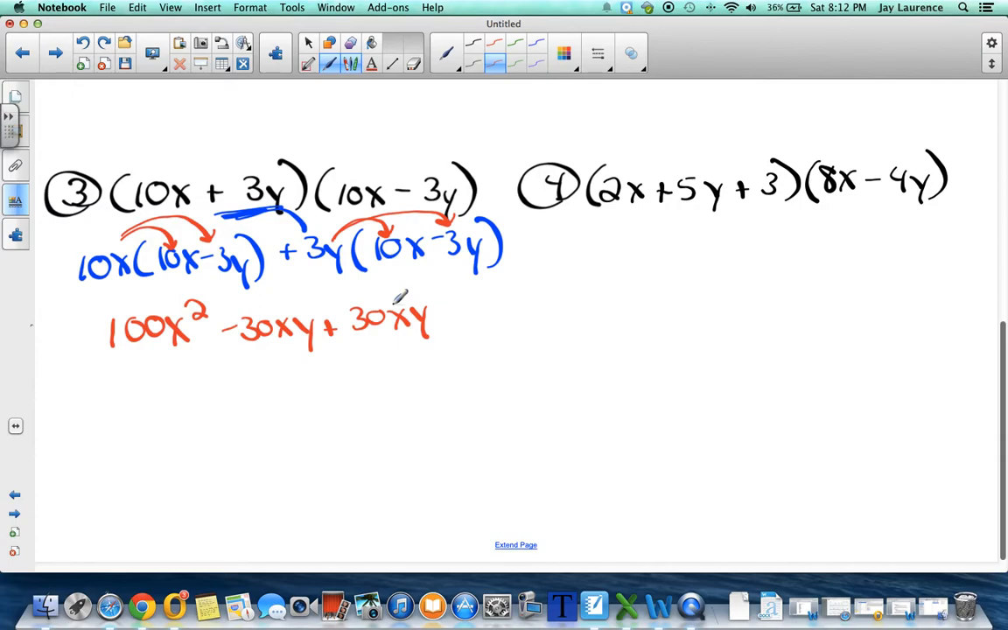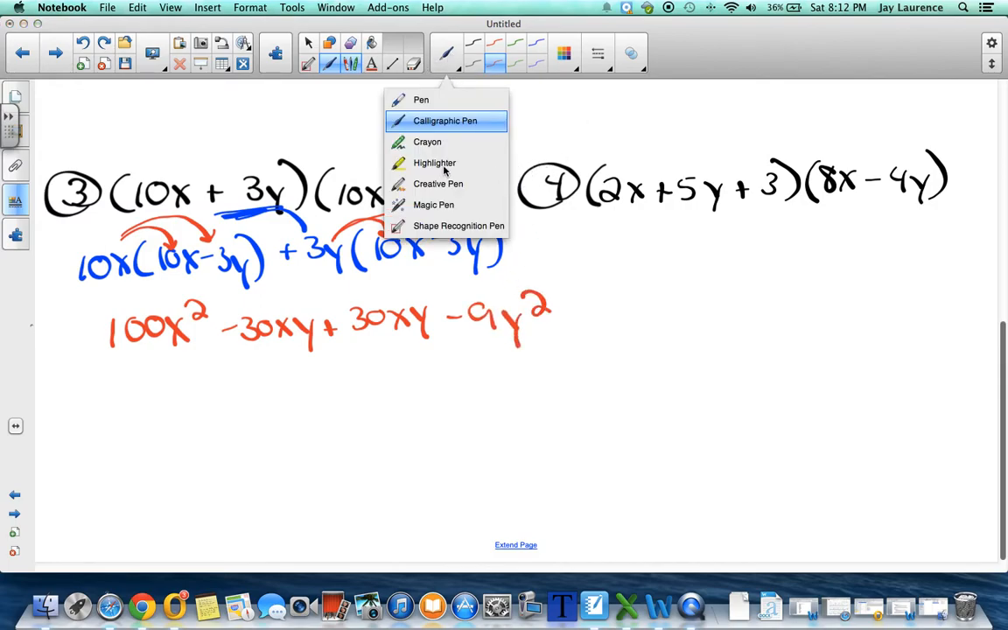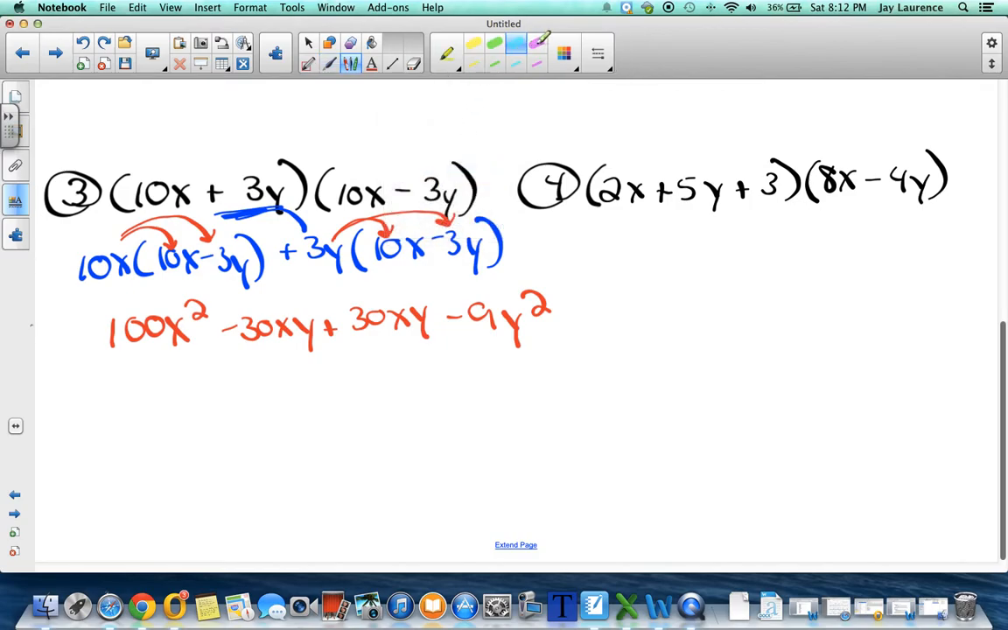You don't have to do that. I won't take off points, but should you forget to combine like terms, then you're going to lose the points. Okay, so 3y times 3y, but it's a negative 3y, so it's going to be negative 9y squared. All right, like terms. Yes, that's right, Mr. Merrick, I heard you say it. There are like terms right there and right there.